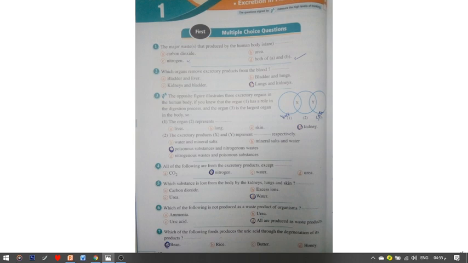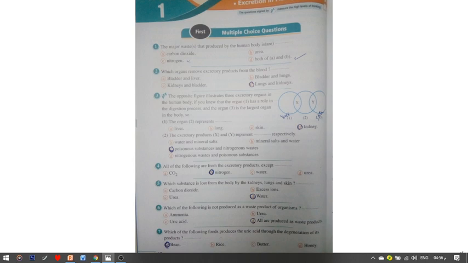Okay. The second question, which organ removes excretory products from the blood? As we said before, the bladder is used for storage of urine, and the liver is used for degeneration of amino acids. Okay. So we want here the organs that remove excretory products from the blood are the lungs, where gaseous exchange takes place, and in case of kidney, it's removed by filtration.